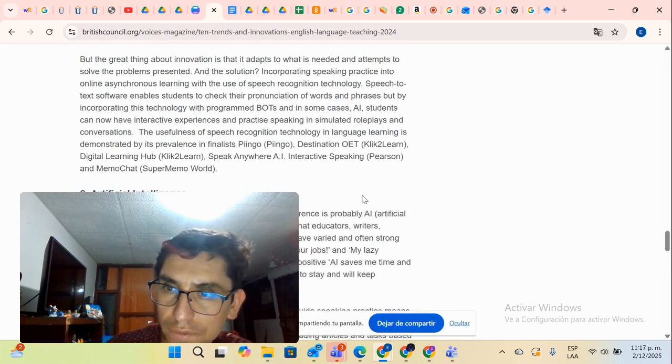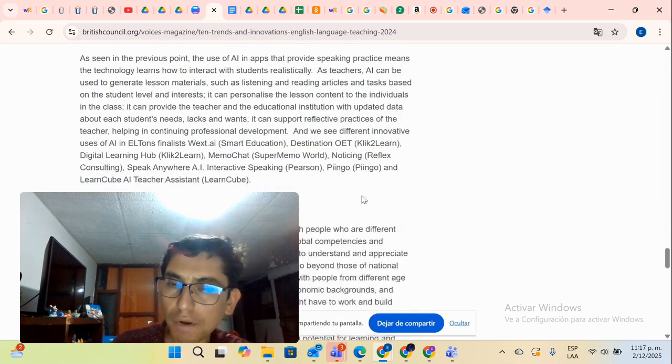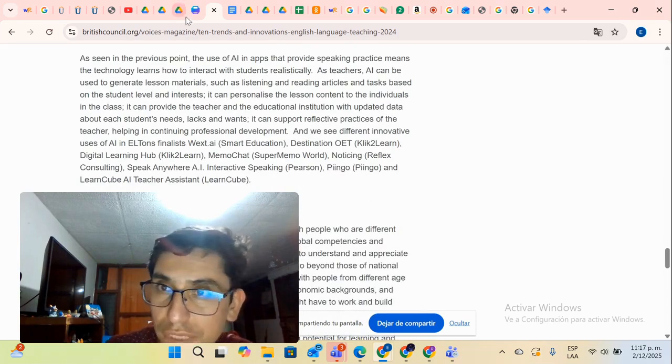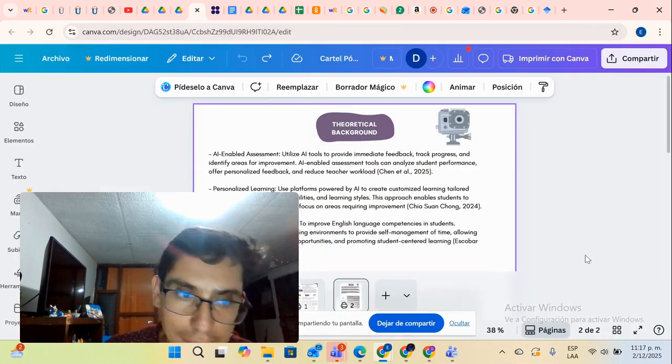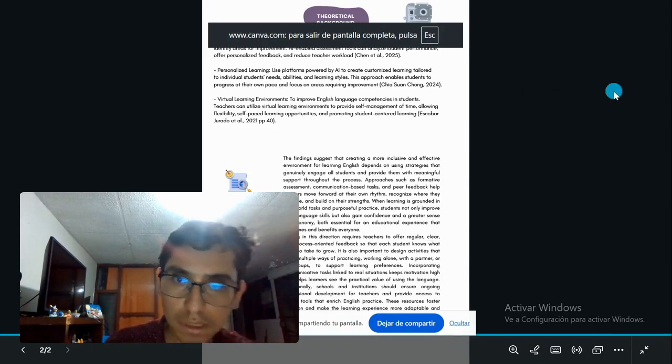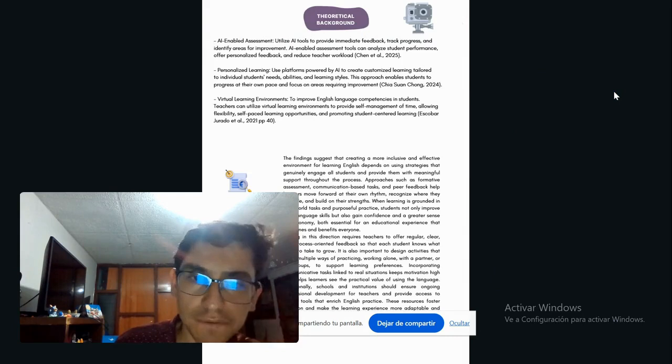These are some of those artificial intelligence powered platforms. These are the recommended options that she gave.